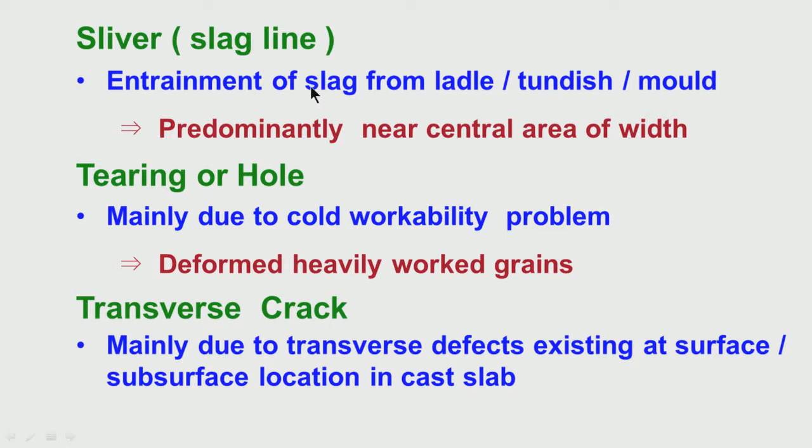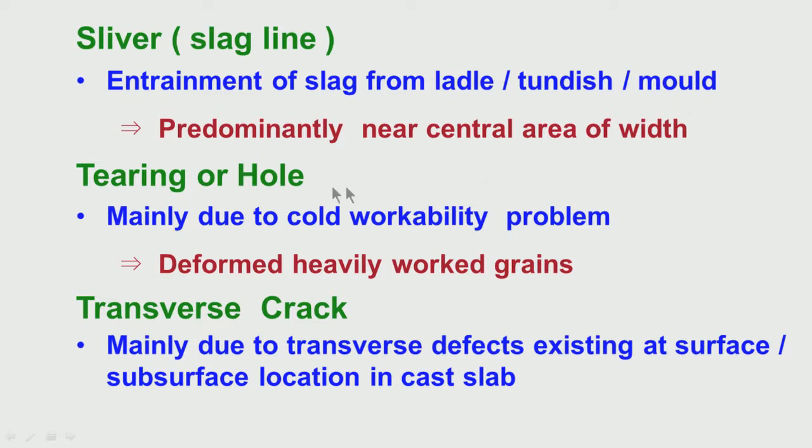So, this slag entrainment gives a defect which is normally called a sliver or a slag line defect, because it is basically coming from entrainment of slag either during secondary refining or continuous casting.